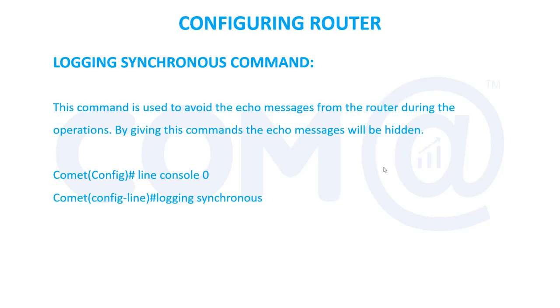Again, this has to be run in line console 0. There is another level, like after the interface level you have seen, right? This is the other level. So you have to go to the console session and use the command logging synchronous. So this will suppress the messages coming onto the screen itself.